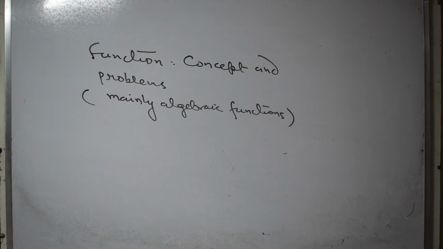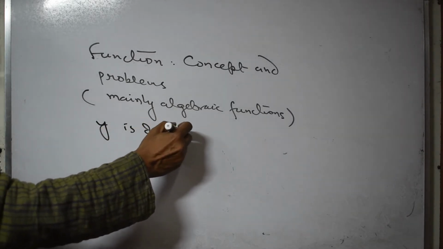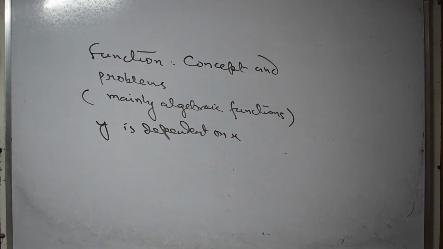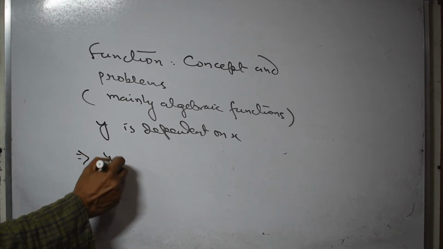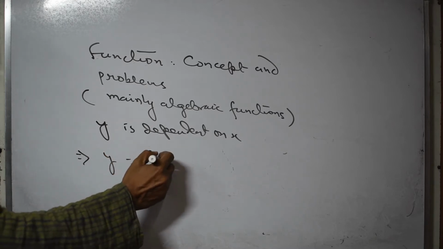So if there are two sets of values, one is x, another set is y, such that the values of y are mathematically dependent on x. So y is dependent on x mathematically. That means in order to know the values of y, we need to know the values of x. Then we consider and discuss y as a function of x.